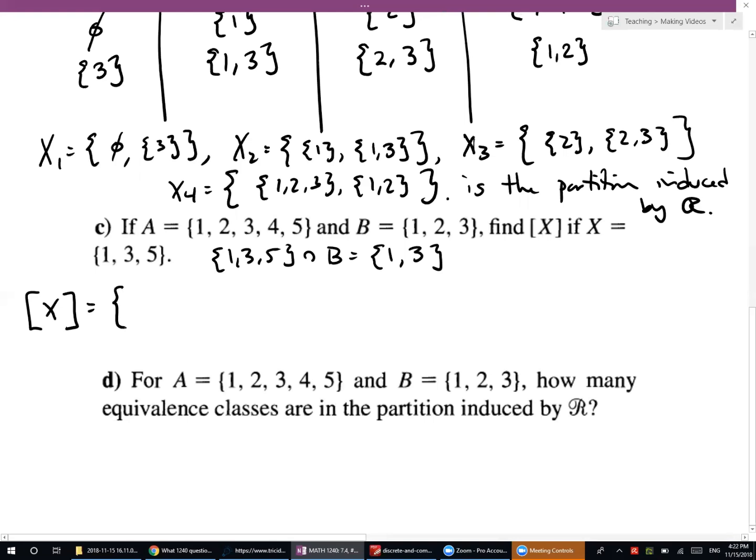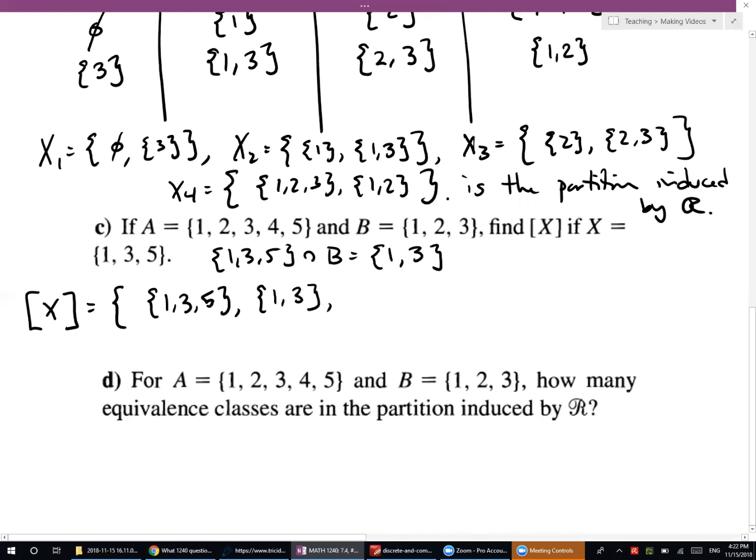Okay, well, what's in there? Certainly 1 through 5 is in there. X is always contained in its own equivalence class, right? What else is in there? Anything that intersects with 1, 2, 3 and gives me 1, 3. So in other words, it must contain 1, it must contain 3, and it can't contain 2. And that's the only restriction.